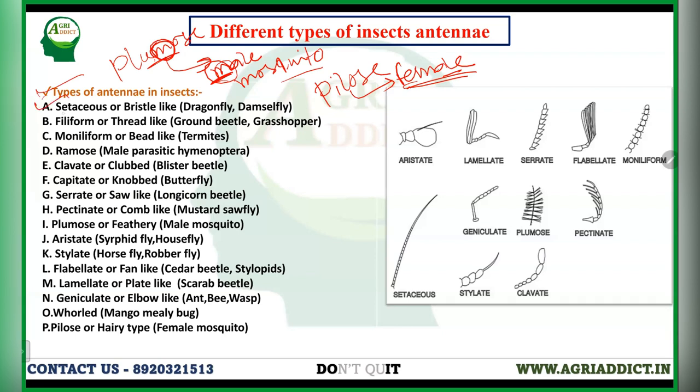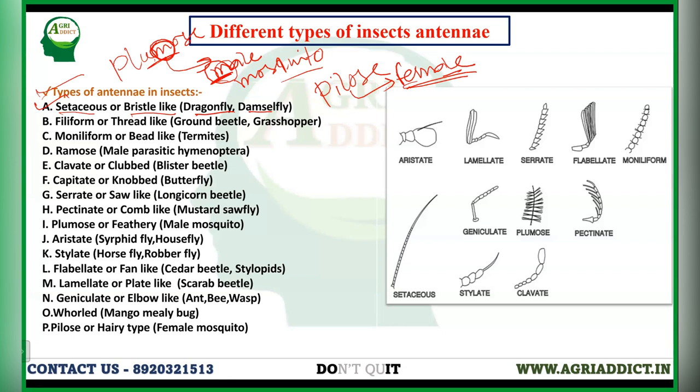So, firstly, the setaceous antenna or bristle-like. Bristle means chabuk in Hindi. The antenna of dragonfly, damselfly, and cockroaches is like a bristle or chabuk.